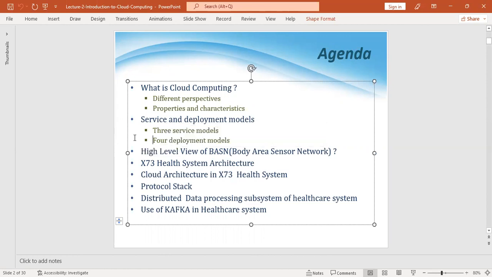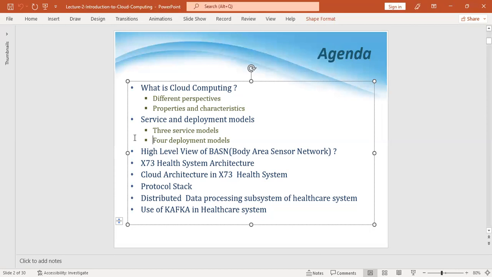I'll jump straight to the high level view of the body area sensor network. I'll define what basically sensor network is, how sensor network is playing role in our daily life, and how the patients are being treated with its help.